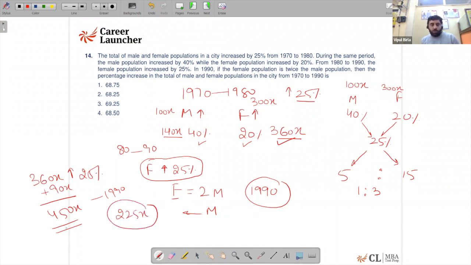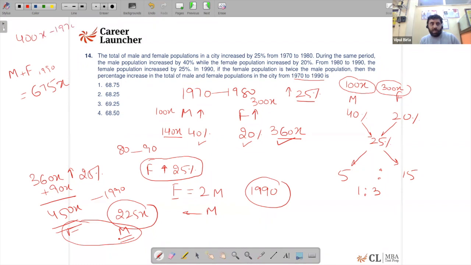So this is the male population in 1990, and this is the female population in 1990. Together, if I add these two values, the male plus female population in 1990 is equal to 675x. Now the question says we are supposed to identify the overall increase from 70 to 90. In 70, we have taken the values to be 100x and 300x. Therefore, the total population was 400x in 1970, and now it becomes 675x. The question asks, what is the percentage increase?